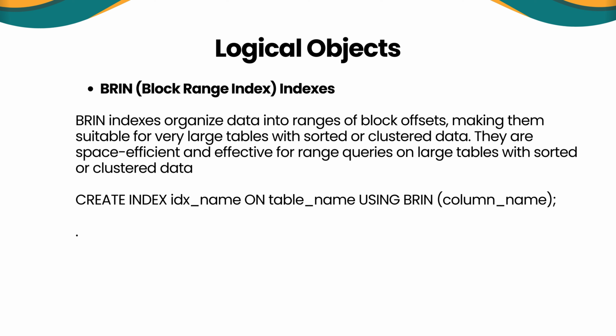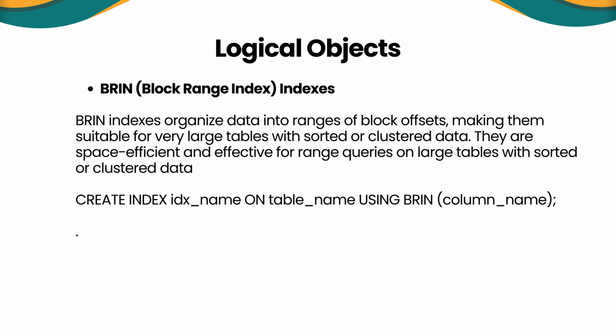To handle very large tables, PostgreSQL provides one of the best index types, that is the block range index, which organizes data into ranges of block offsets, making them suitable for very large tables with sorted or clustered data. They are space efficient and effective for range queries on a large table with sorted or clustered data. It's particularly useful for columns where the data has some natural order or is correlated with the physical order of the table.